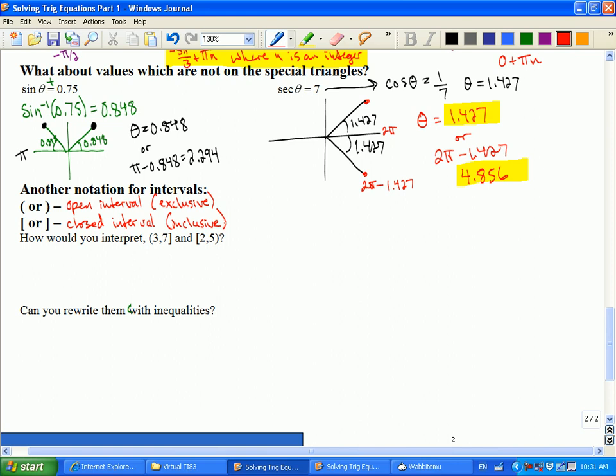So how do you interpret these 2 intervals I've just given you? So 3, 7, this is the interval from 3 to 7, not including 3, but including 7. So when you run into a square bracket, it means this is part of my answer. If you have a round bracket, it means it is not included in my answer.